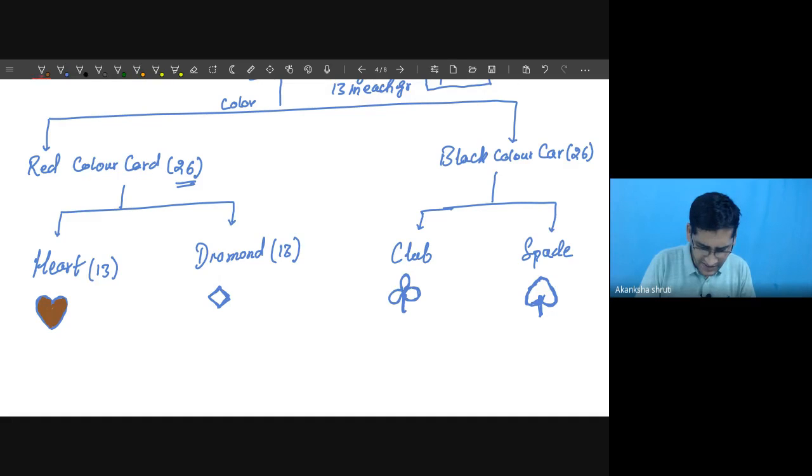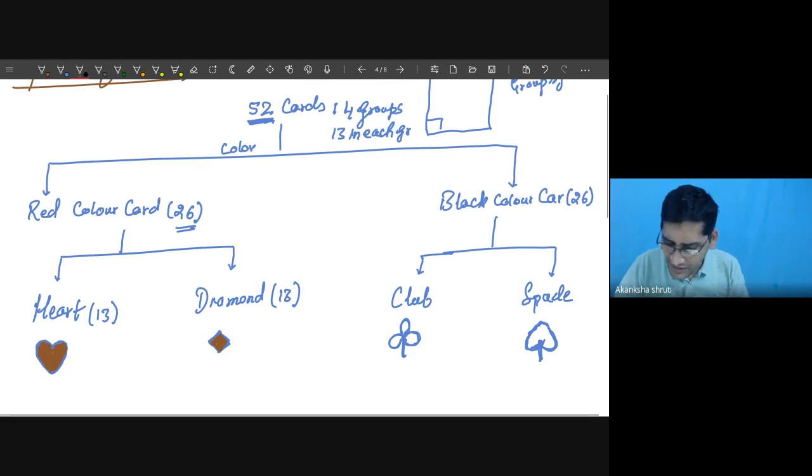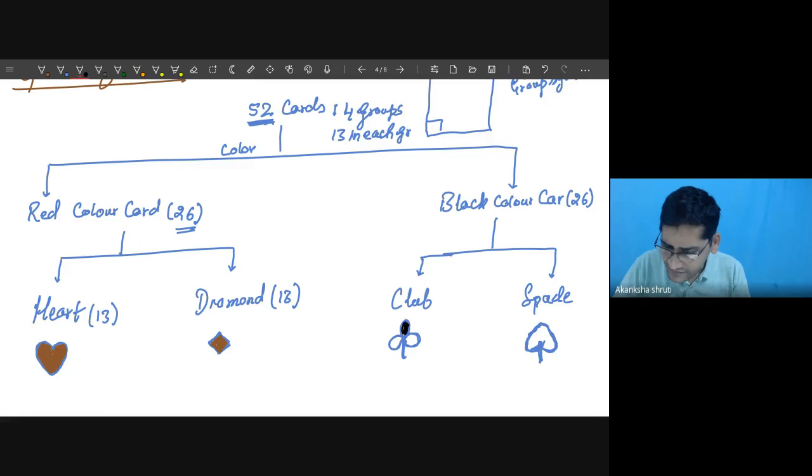It may be asked to count the clubs. Then in that condition you need to go for the black cards, but not all the black; you have to leave the spade. So you should be careful when you are asked about these terms. These terms are very important. Their color is one thing, then their group name is the other thing.